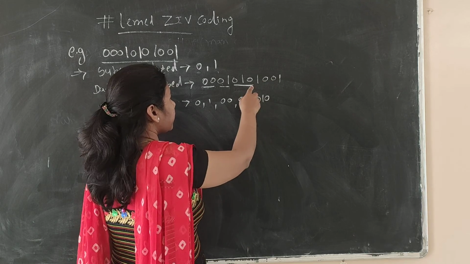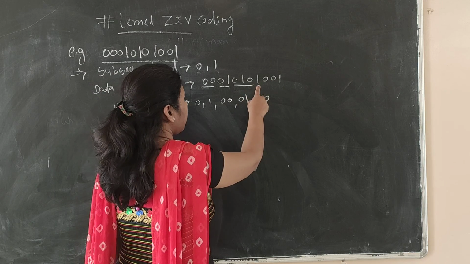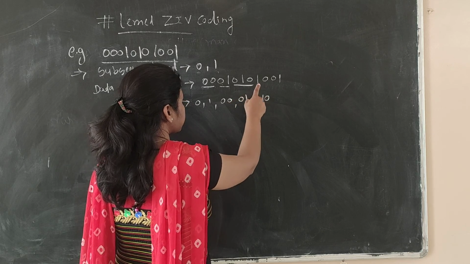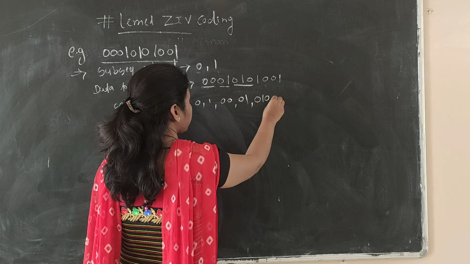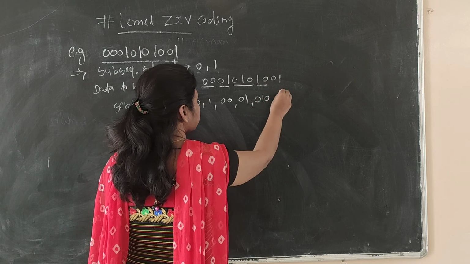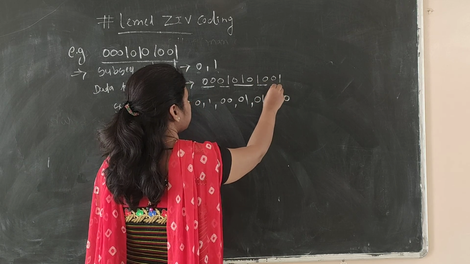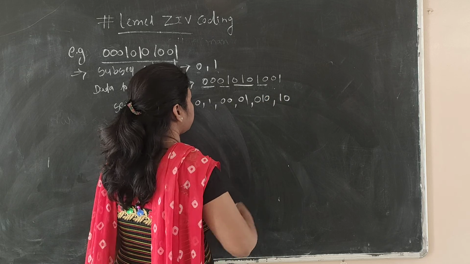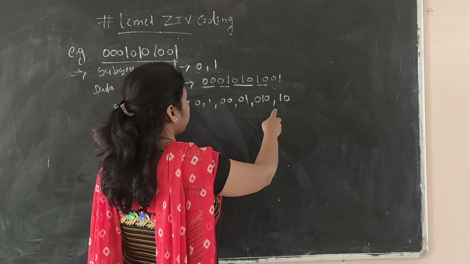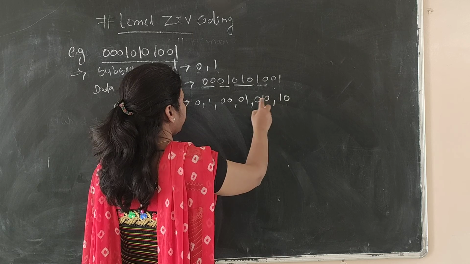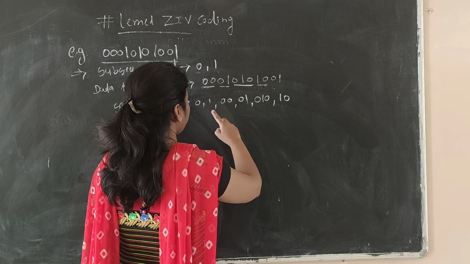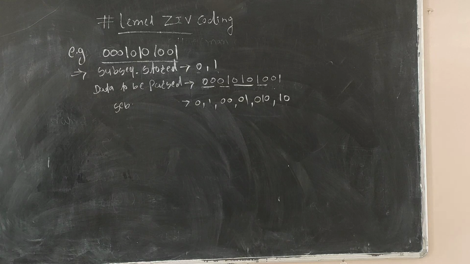Now the remaining new subsequence is 1 0. 1 0 is not repeated. We can take it as it is, 1 0, and 0 1 is also there. 0 1 is there. That's why we will take the subsequences in the following manner: 0 1 0 0 0 1 0 1 0 and 0 1 0 1.